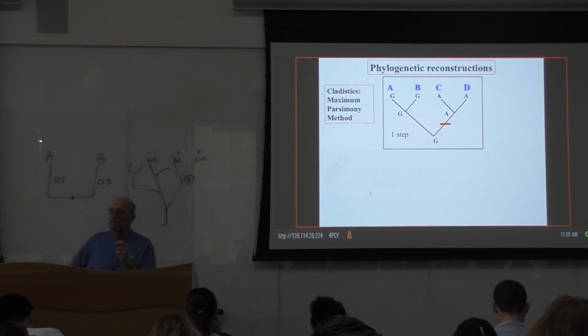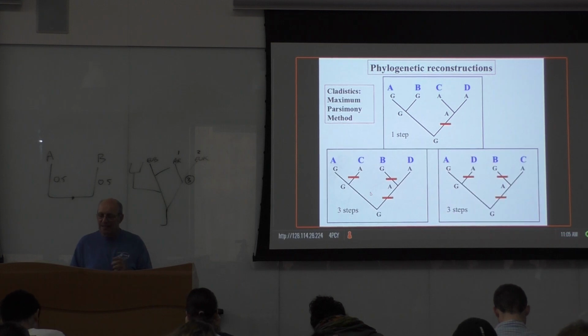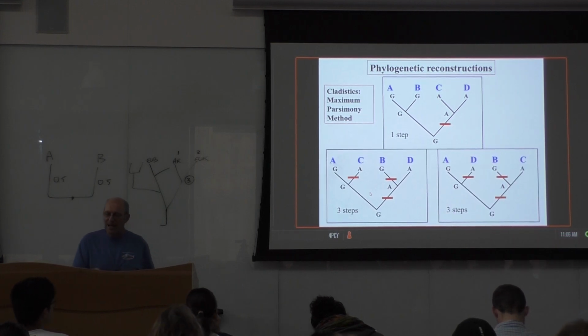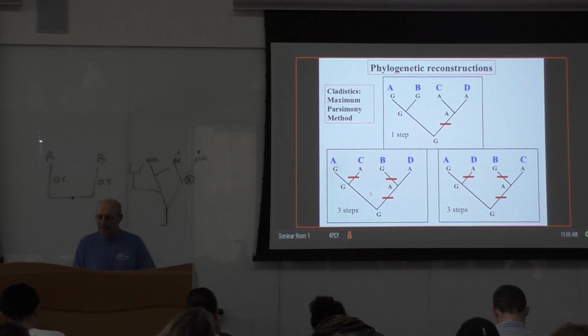Now, what you need to determine, however, is whether this is the most likely outcome. Well, now you need to test the other possibilities. The other possibilities are that actually the arrangement of the tree is not ABCD, but it's ACBD or ADBC.